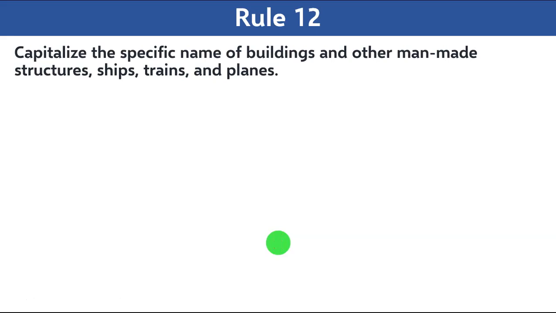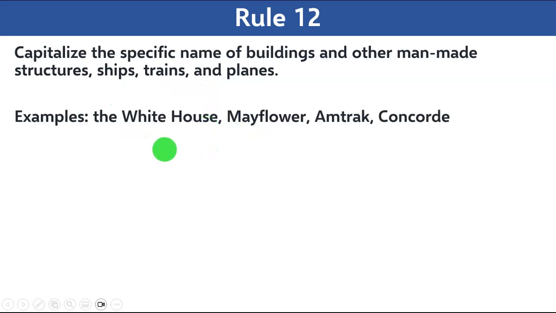Capitalize the specific names of buildings and other man-made structures, ships, trains, and planes. Example, the White House, a very famous building. All of you know the White House, the place where the President of the US stays. W and H will be capitalized. Mayflower, M will be capitalized. Amtrak, Amtrak is the name of a train in the US, right? A will be capitalized. Concorde, Concorde is the name of the supersonic plane, right?